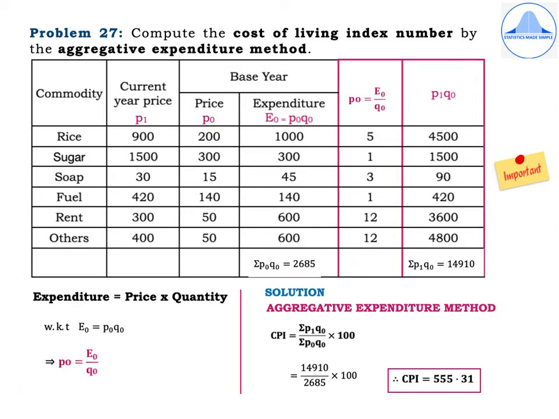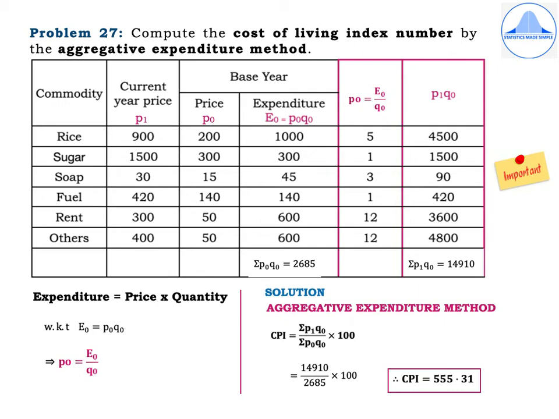Problem 27. Compute the cost of living index number by the aggregative expenditure method. The commodities are rice, sugar, soap, fuel, rent, others, and the current year prices are 900, 1530, 420, 300, 400. The base year prices are 200, 300, 15, 140, 50, 50, and the expenditure in the base year are 1000, 300, 45, 140, 600, 600.